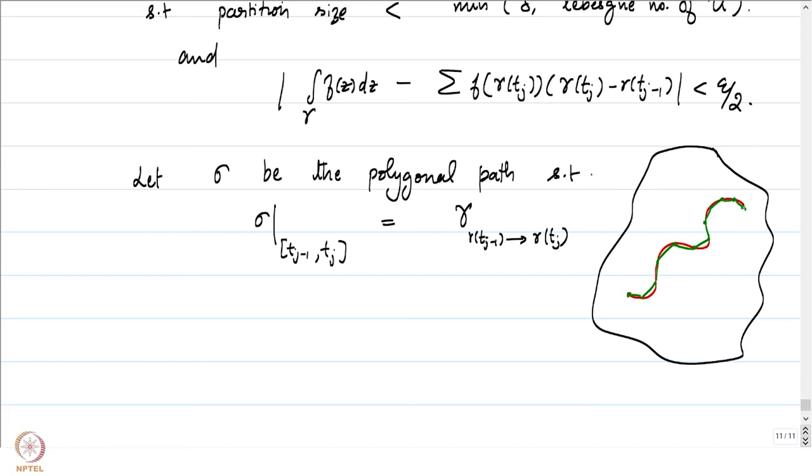The green path, which is a polygonal path, is going to be sigma, and maybe I shouldn't write equal to, it's just equivalent to the straight line path joining gamma of tj minus 1 to gamma of tj. This is very specific. This is basically 1 minus t times gamma of tj minus 1 plus t times gamma of tj, but this is not that way. So, it's equivalent. I will just leave it to you to check the equivalence part carefully here. So, sigma in the interval tj minus 1 to tj is going to be the straight line path from gamma of tj minus 1 to gamma of tj.